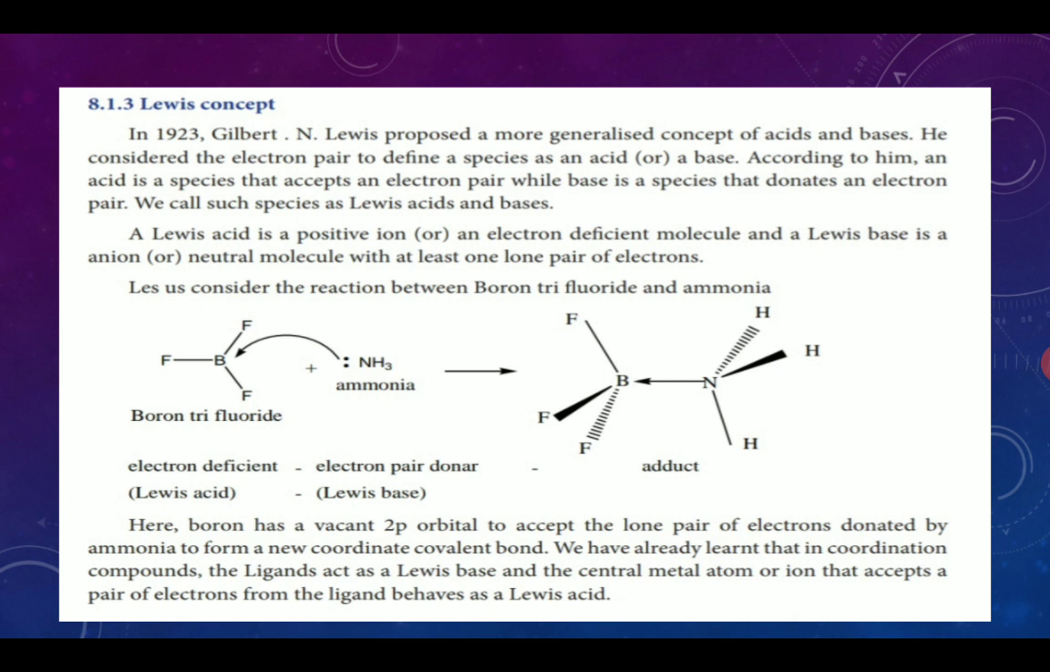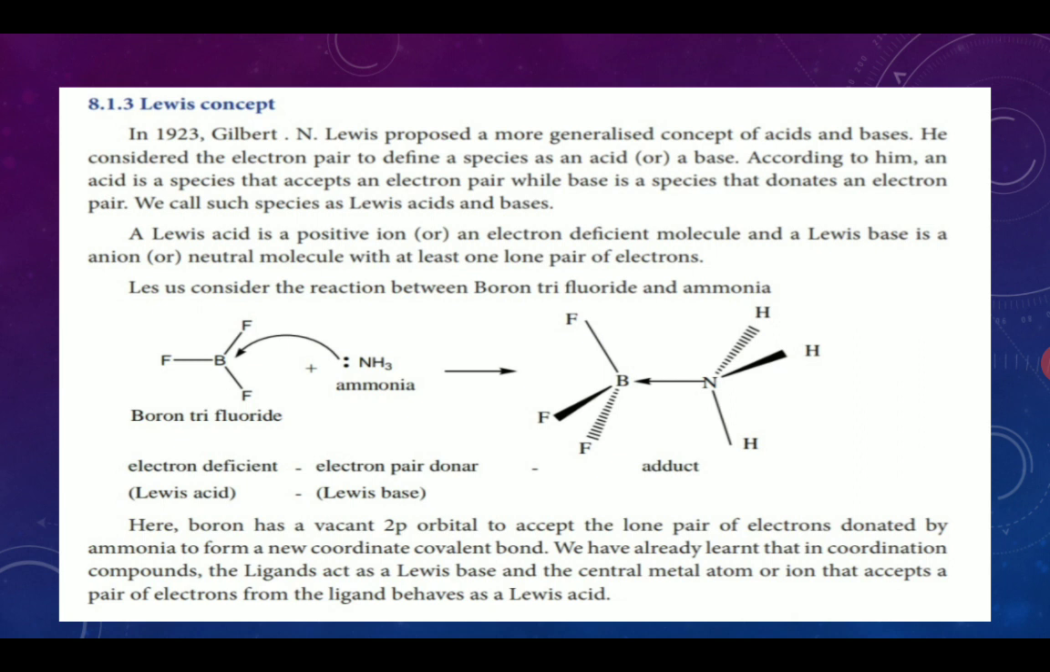We call such species Lewis acids and Lewis bases. We have to mention Lewis acid and Lewis base for these particular compounds. A Lewis acid is a positive ion or an electron deficient molecule, and a Lewis base is an anion or a neutral molecule with at least one lone pair of electrons ready to donate. It should be ready to donate.